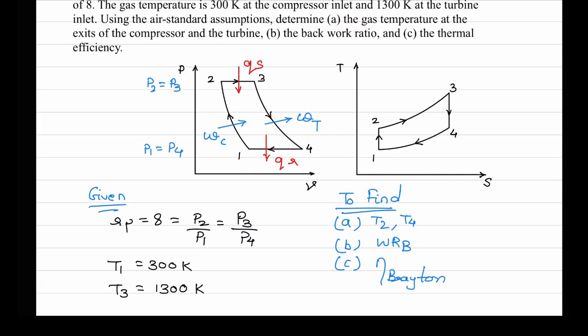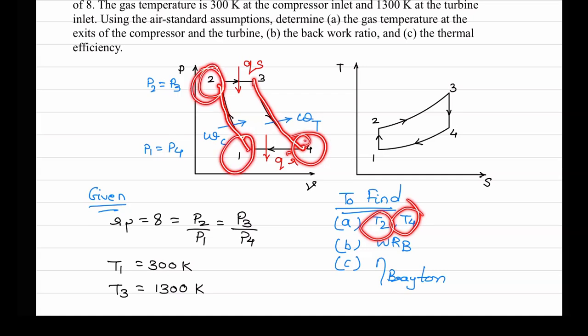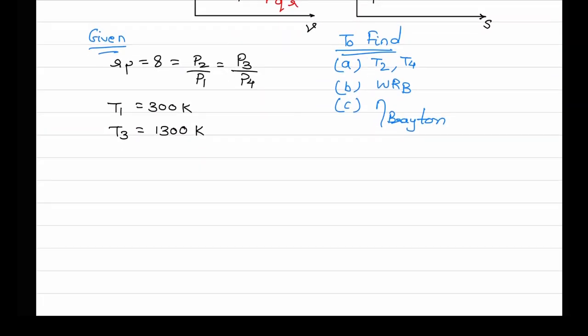So we'll complete this problem now. In order to find T2 and T4, we are going to consider process 1 to 2, which is isentropic, and process 3 to 4, which is isentropic. So I can write T2 by T1 is equal to, we know the pressure ratio, P2 by P1 raised to gamma minus 1 upon gamma. So I'll write down the solution.